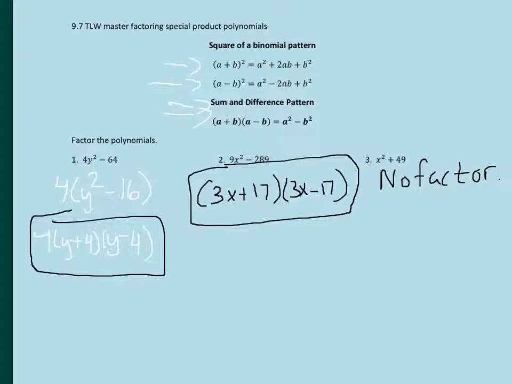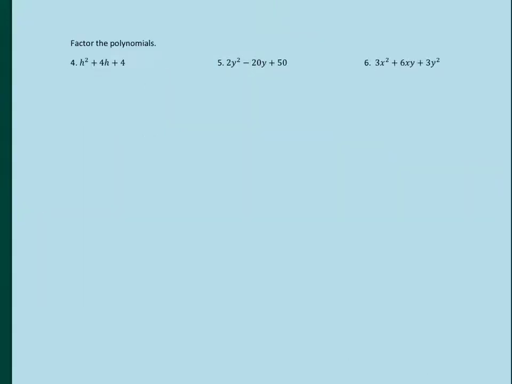So let's try some more. So here you can treat it just like the other ones we've been doing. AC method. So 1 times 4 is 4. So try to do the first two, actually. Press pause. Try to do the first two.